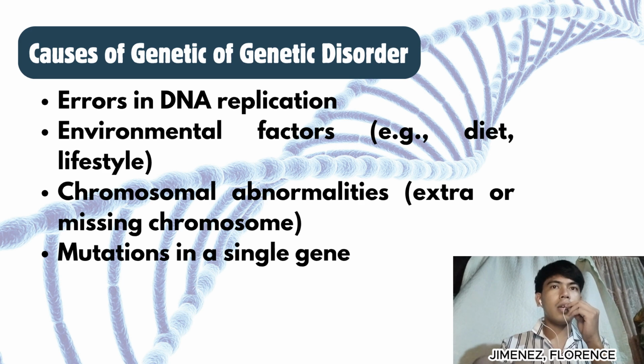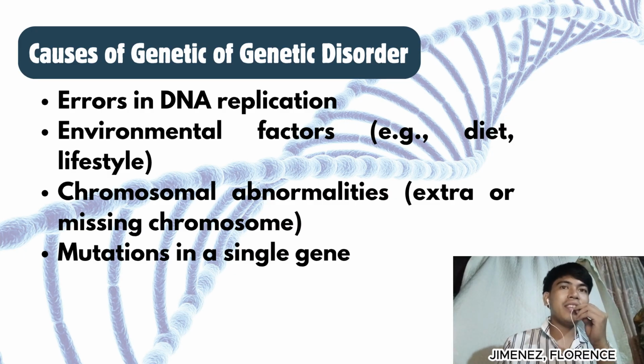And the second one is environmental factors, for example, diet, lifestyle, radiation, or toxins. These external agents can damage the DNA or affect how genes are expressed, which increases the risk of genetic abnormalities.